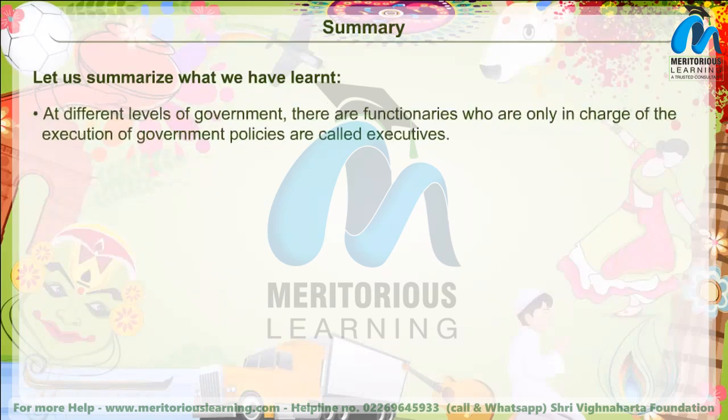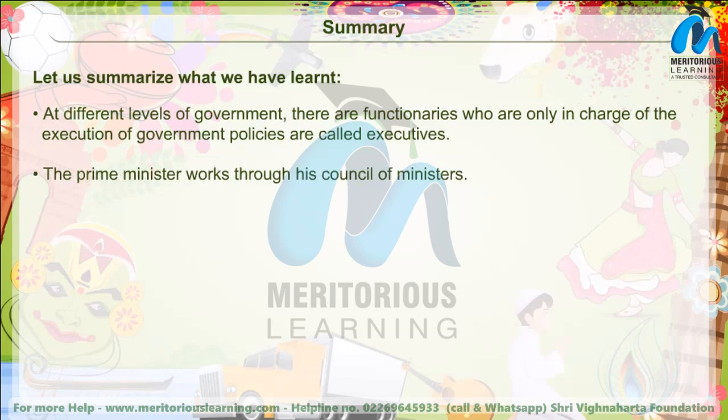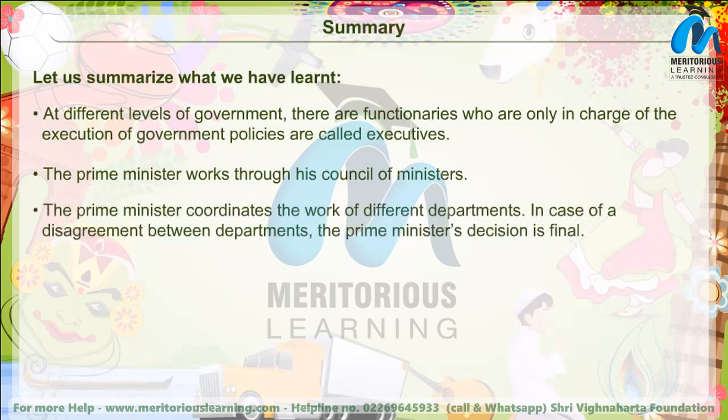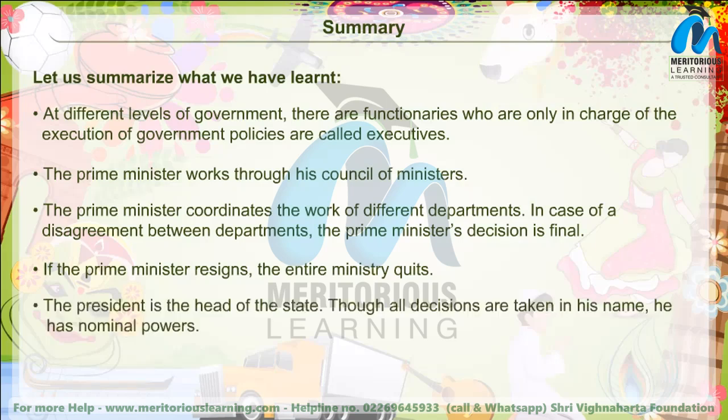At different levels of government, there are functionaries who are only in charge of the execution of government policies, called executives. The Prime Minister works through his Council of Ministers. The Prime Minister coordinates the work of different departments. In case of a disagreement between departments, the Prime Minister's decision is final. If the Prime Minister resigns, the entire ministry quits. The President is the head of the state. Though all decisions are taken in his name, he has nominal powers.